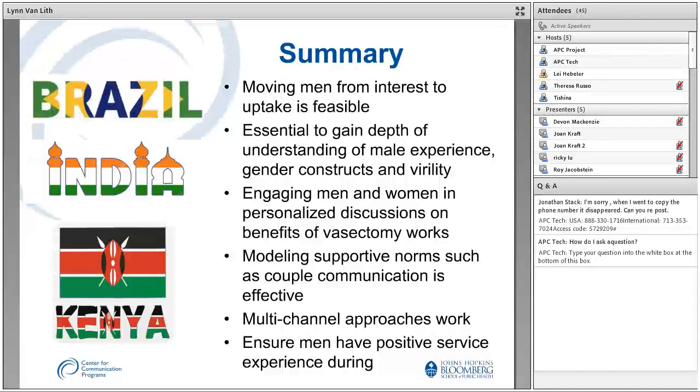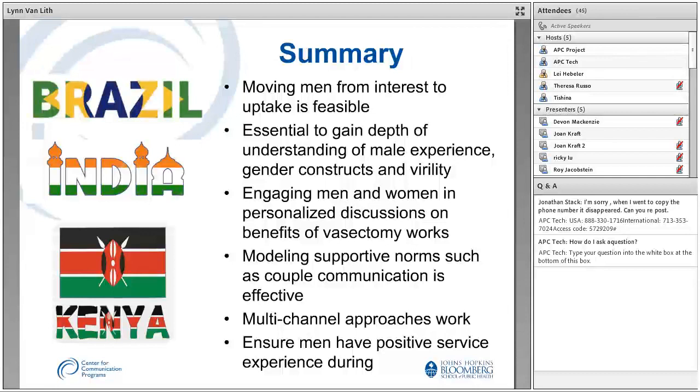So of course it's essential to gain an in-depth understanding of male experience, how they understand gender, and looking at virility, since these are all concerns of men. Engaging men and women is really important, highlighting some of those benefits. Modeling supportive norms such as couple communication is effective, and really making sure that there are multi-channel approaches for the messages to convey some of those benefits.